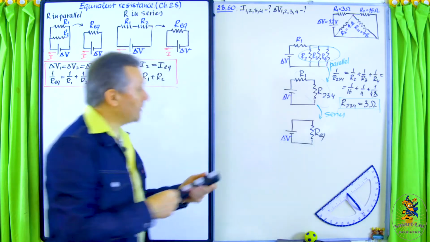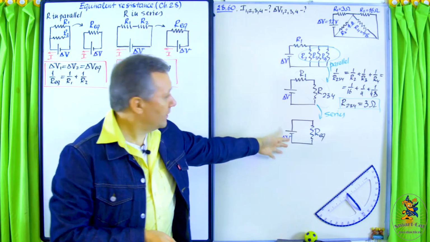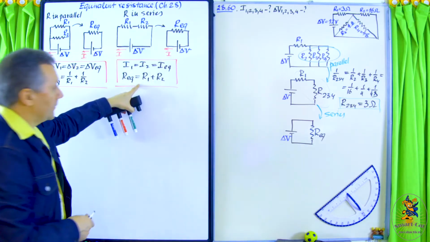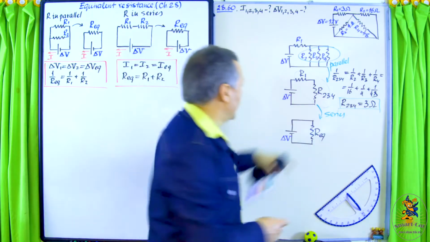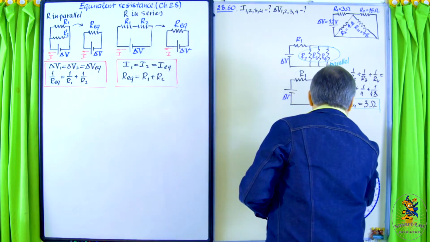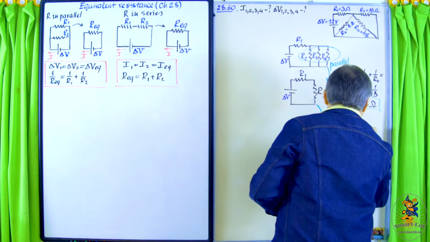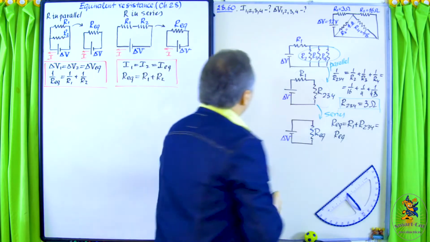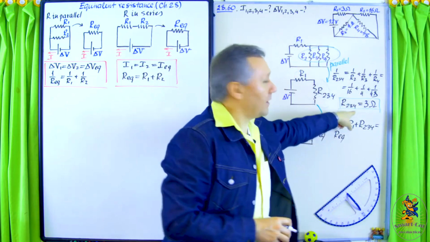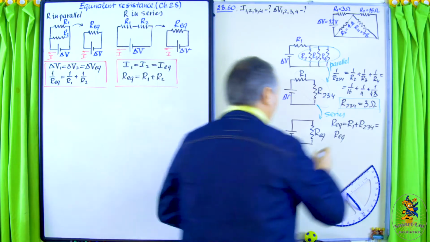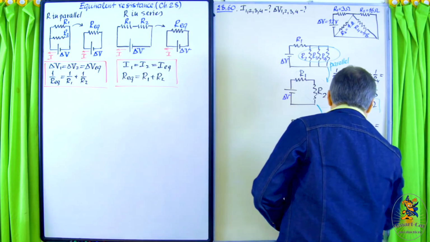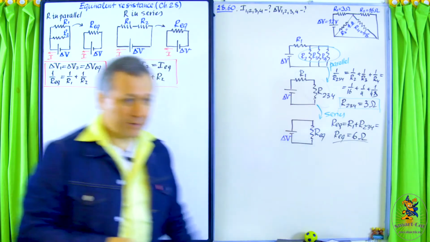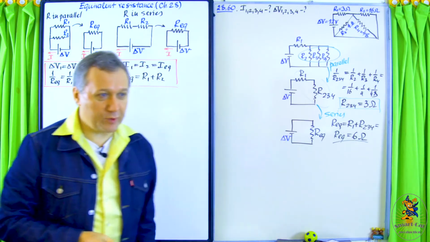Exactly the same delta V of 12 volts is applied across this R equivalent. Of course, we can find this R equivalent because those two resistors are connected in series. So I can write down R equivalent equals R1 plus R234. R1 is 3 ohms, this is also 3, so R equivalent is 6 ohms. Okay, awesome. Now I need to remove this. And now we have the simplest possible circuit.